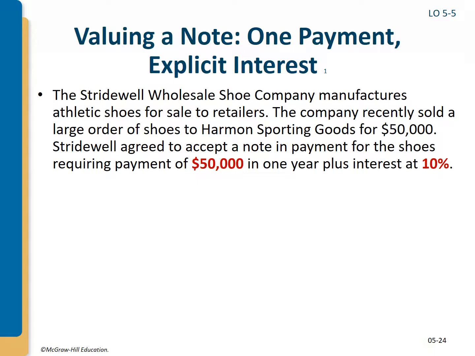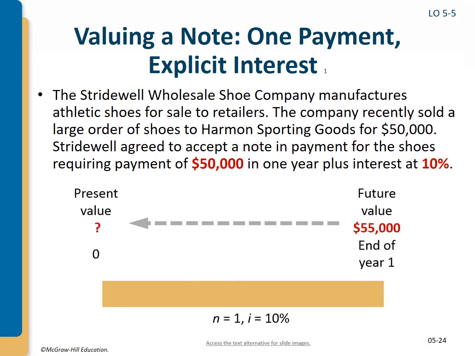The Stridewell Wholesale Shoe Company manufactures athletic shoes for sale to retailers. The company recently sold a large order of shoes to Harmon Sporting Goods for $50,000. Stridewell agreed to accept a note in payment for the shoes requiring payment of $50,000 in 1 year. In addition, they're going to pay 10% interest. So the company is going to receive $55,000 in 1 year. That's at a 10% interest rate, 1 period.